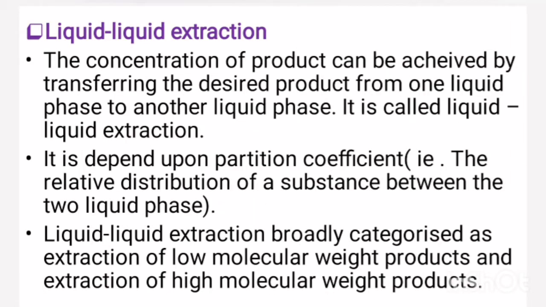Another method of concentration of product is liquid extraction. That is the transferring of the product from one liquid phase to another liquid phase, and it is dependent upon the partition coefficient. Partition coefficient means the relative distribution of a substance between the two liquid phases. This method is categorized as extraction of low molecular weight product and extraction of high molecular weight product.